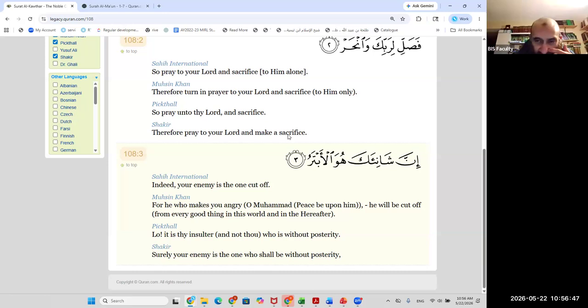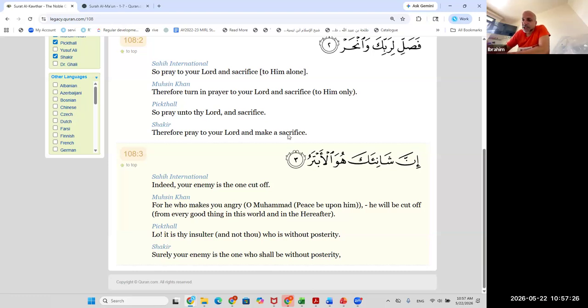Okay. The last one is shani'aka. إن شانئك هو الأبتر. إن is emphasis. It's a حرف. What is emphasis in Arabic? It is حرف نصب. So إن is nasb, because it causes the word after to become mansub. حرف نصب. إن حرف نصب.